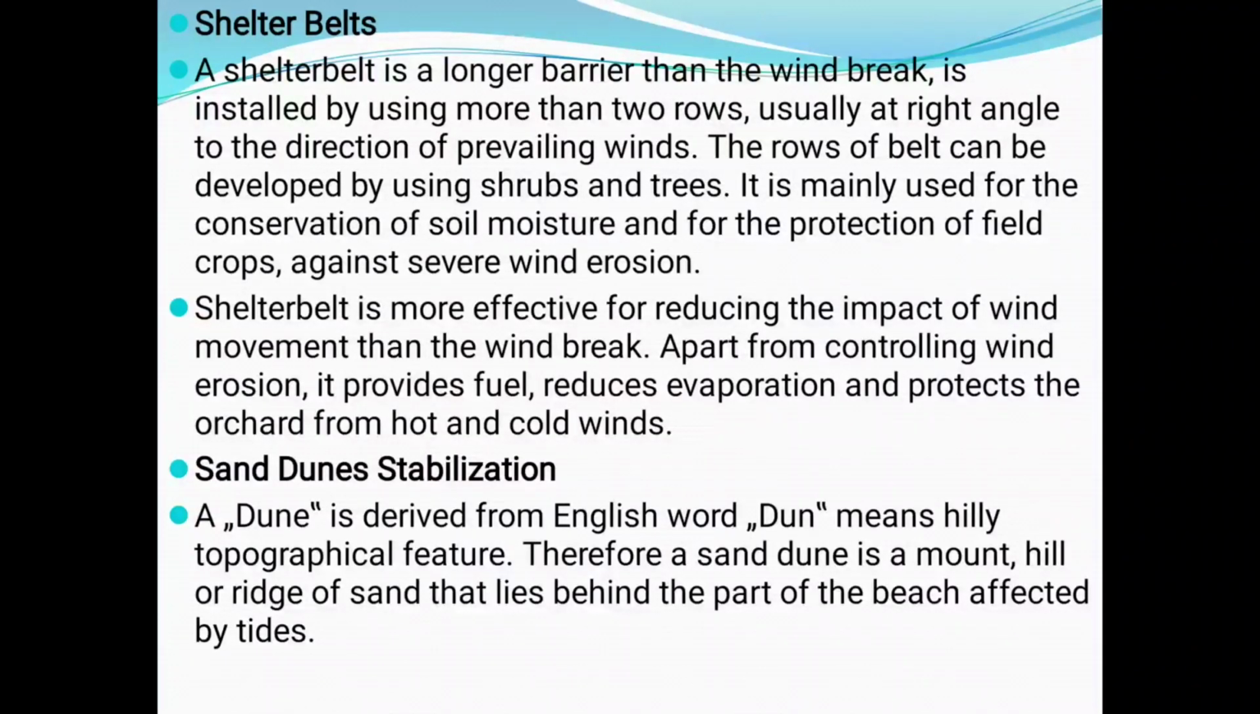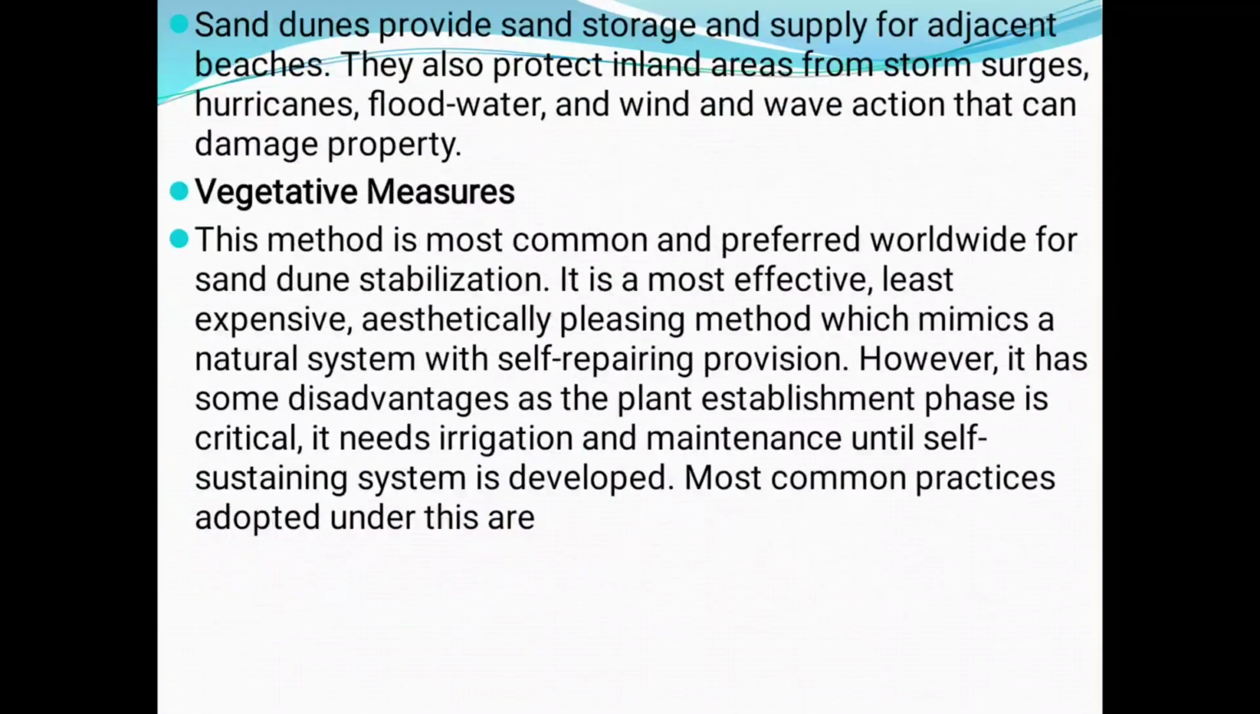Next one, sand dune stabilization. A dune is derived from the English word dun, meaning hilly topographical features. Therefore, a sand dune is a mound, a hill or ridge of sand that lies behind the part of the beach affected by tides. Sand dunes provide sand storage and supply for adjacent beaches. They also protect inland areas from storm surge, hurricanes, floodwater, and wind wave action that can damage property.